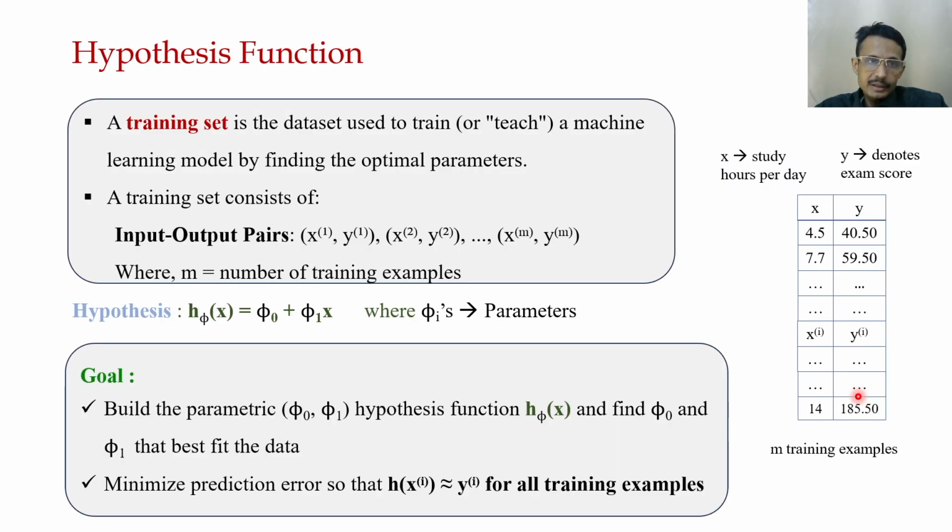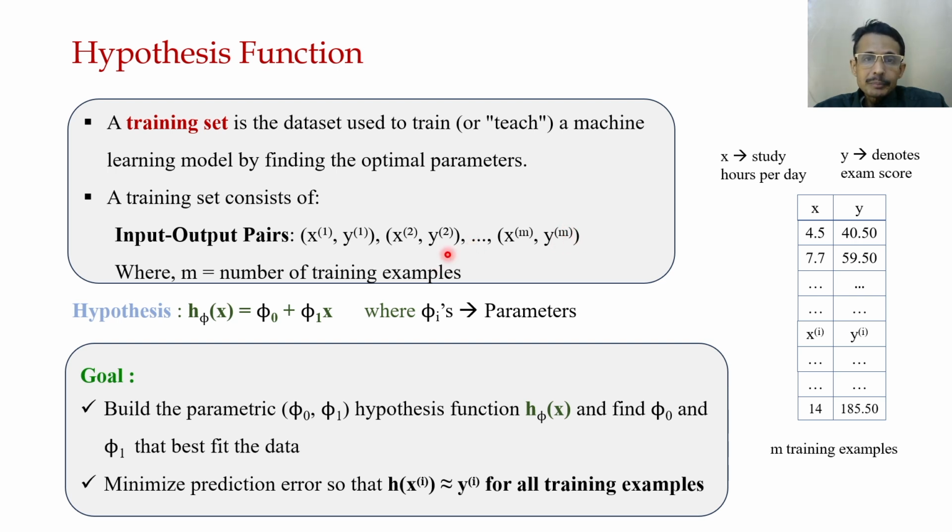In linear regression, as we have seen before, a training set, that is the example data set, is used to train the machine learning model by finding the optimal parameters of the hypothesis function. Now, what do we mean by training data set? We have seen that this is paired data, there are input output pairs, x1 y1, x2 y2, up to xm ym. So this is the m number of training samples.